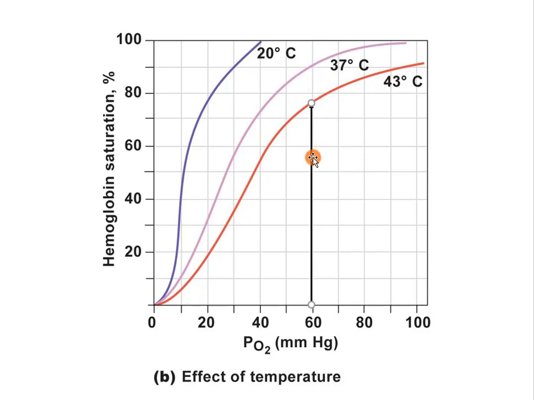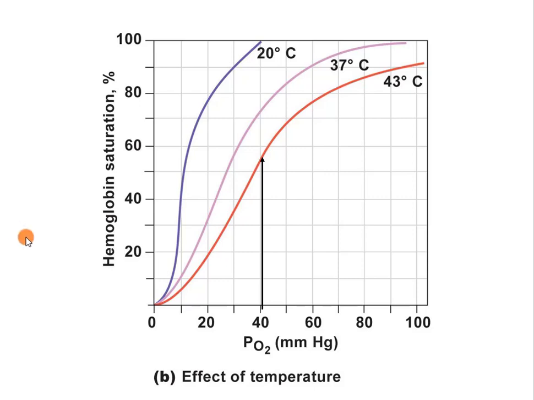Let's see if that's true at other areas. Let's go down to normal, healthy tissue at 37 degrees Celsius. What is hemoglobin saturation? It's 75%. Well, if I warm up the tissue, what do we see now? Hemoglobin saturation is now about 55%. So really, I'm offloading more oxygen at warmer temperatures, and at colder temperatures, I'm offloading less oxygen.